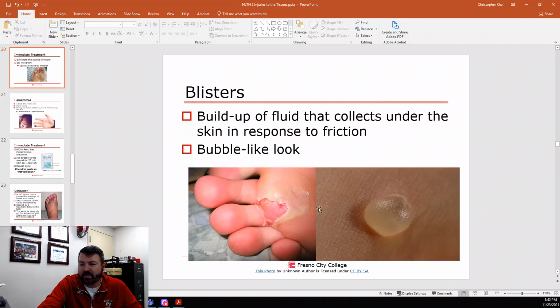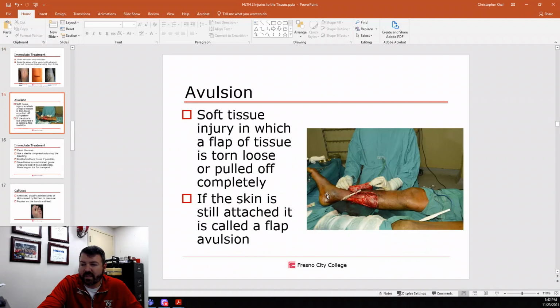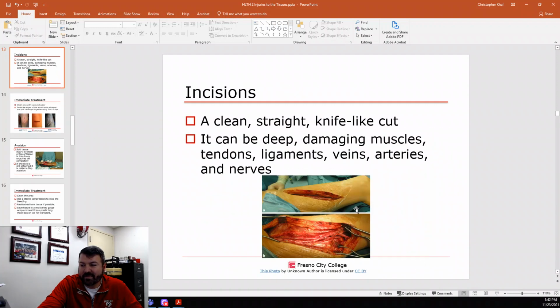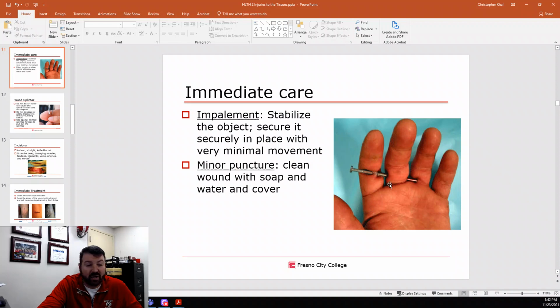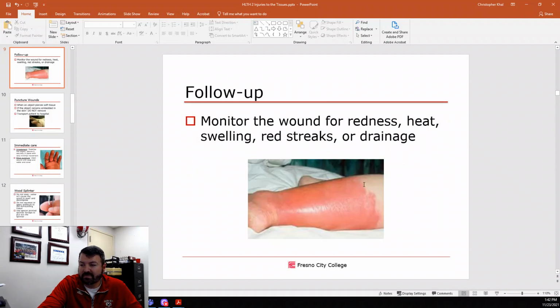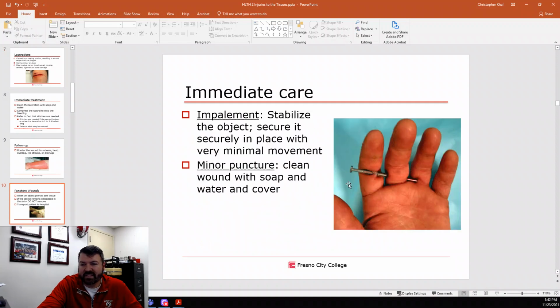Let me go back a little bit. Okay, this one, irrigate it. Same, irrigate. Irrigate. Irrigate, it really gets all that stuff out of there.